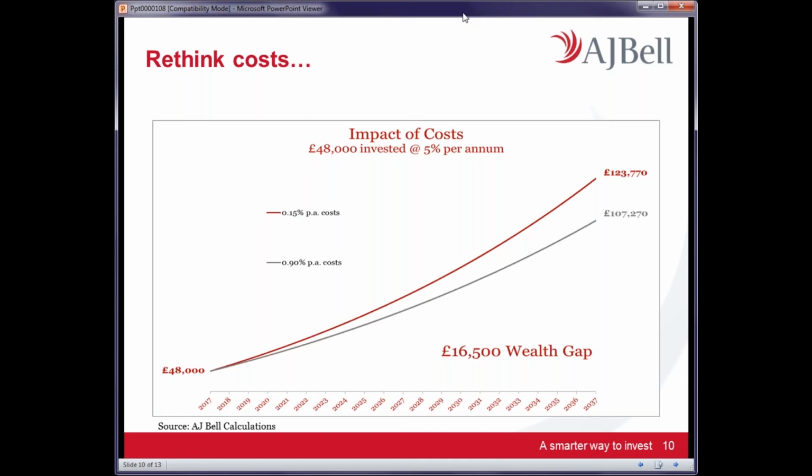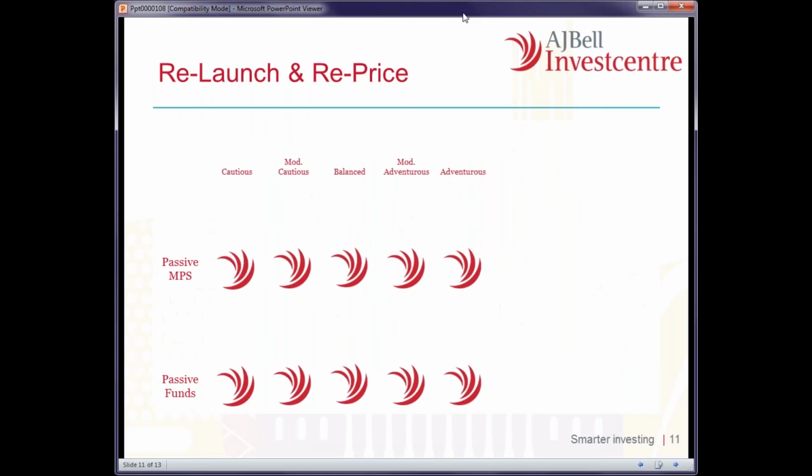Let's take that average investor today with a balance of £48,000 and invest them in a portfolio that generates a total return of 5% over the next 20 years or so. 20 years on, just by removing the cost from 90 basis points to 15 basis points, we end up in a situation where that investor is now £16,500 better off. And our goal at AJ Bell is to bring intelligent investment at a passive price to ensure that it's customers who end up with the wealth at the end of the day, and not the asset management industry that ends up with the wealth in their pockets.